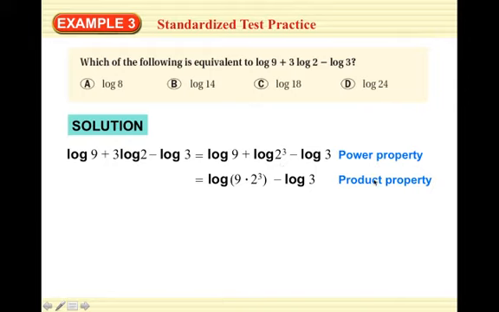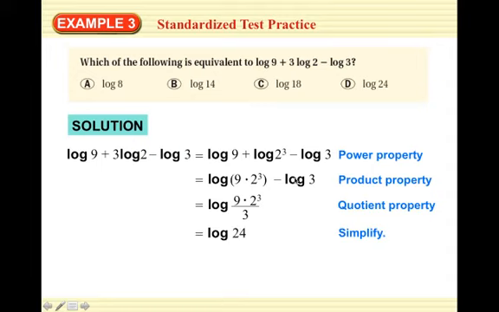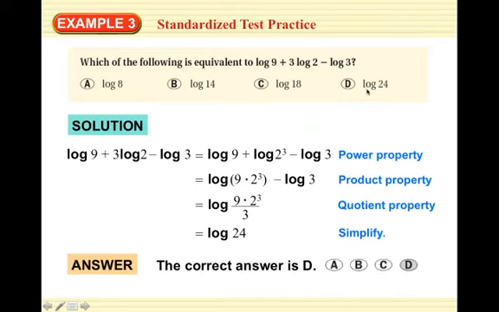So we've done the power property and we've done the product property. What we have left is the quotient property, which makes sense that we're going to use next because we got a minus here. For the single logarithm, we'll have division. So we're going to have common log of 9 times 2 cubed divided by 3. 9 times 2 cubed is 72, divided by 3 is 24, and so we have the common log of 24. So that means answer choice D is correct.